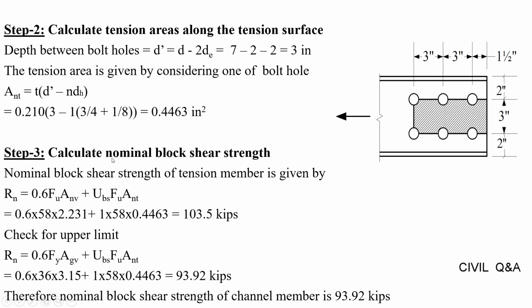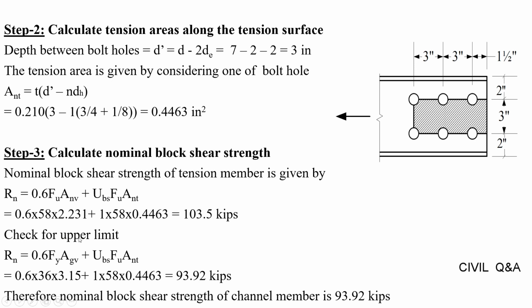In step 3, the nominal block shear strength of the tension member is calculated, and the formula for the nominal block shear strength is equal to 0.6 Fu Anv plus Ubs Fu Ant. Putting values, we get the nominal block shear strength for the tension member. If the tension is uniform along the surface, the value of Ubs is equal to 1 in the given equation.